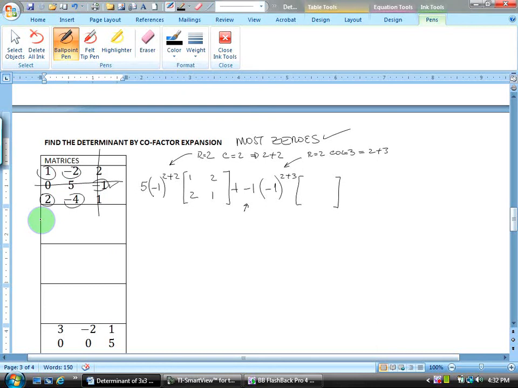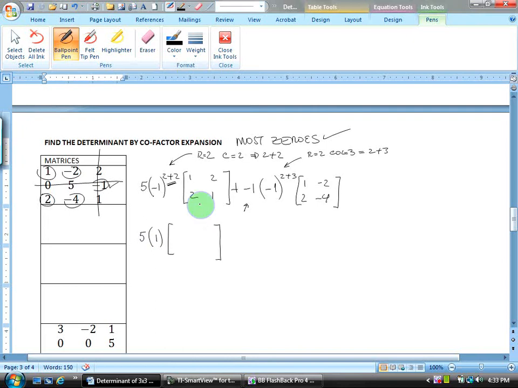Okay, so what do we do now? We write it here, 1, minus 2, 2, minus 1. Okay, now we can start working. So let's see. We have a 5. Now, the power is positive. 2 plus 2 is 4. Okay, so we have a positive power, so minus 1 to that power is going to give us a positive 1 because the power is positive.